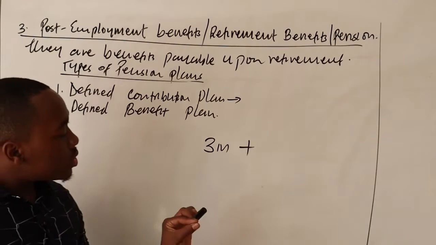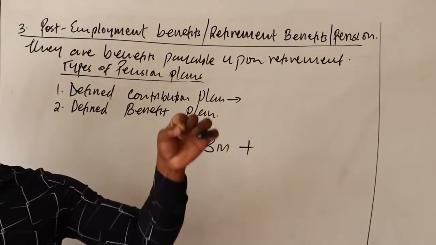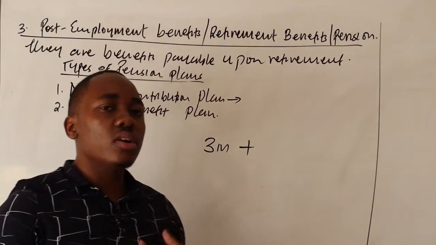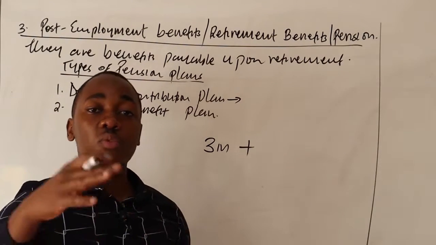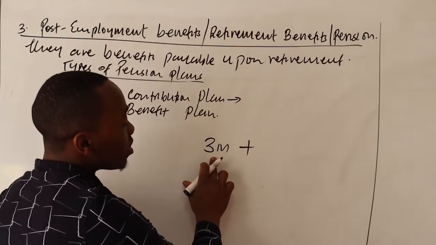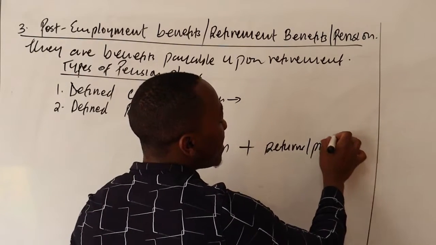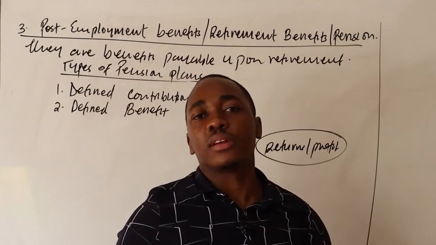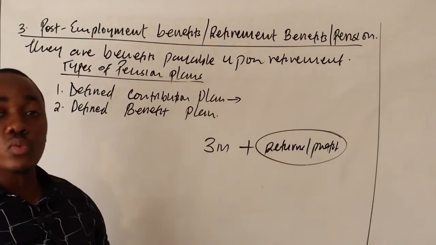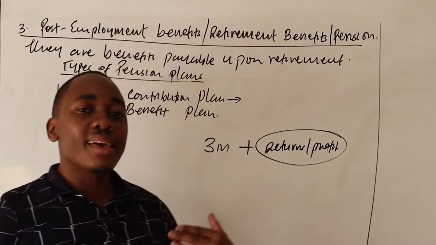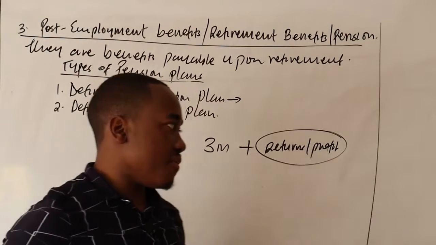Why? Because what pension plans usually do is reinvest the amount you contribute. When they invest the amount, the profits or returns they get they need to share with you, because remember, they invested using your money. So you have 3 million plus some returns or profits. These profits will be based on how the investment was performing. If the investment was performing better, the higher the amount you will get. So the employee bears the uncertainty of the amount receivable, which will be based on the performance of the investment.